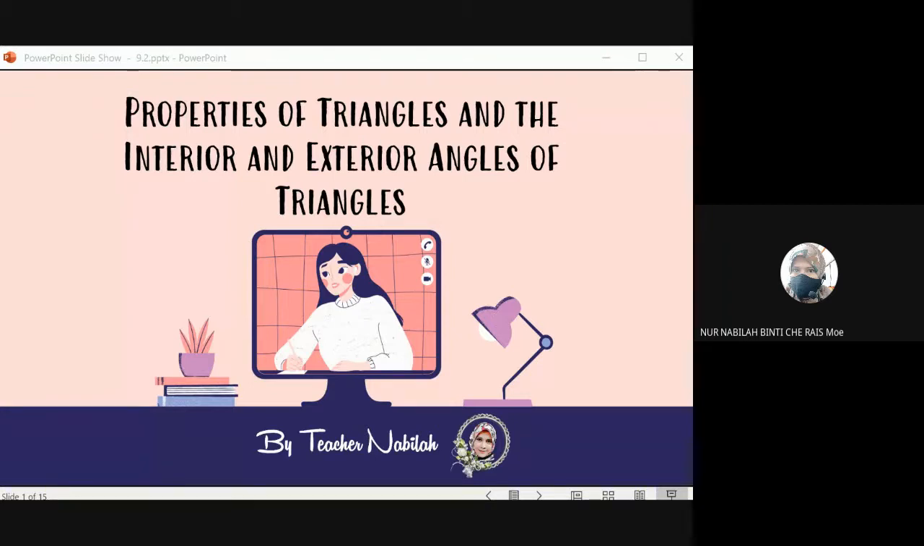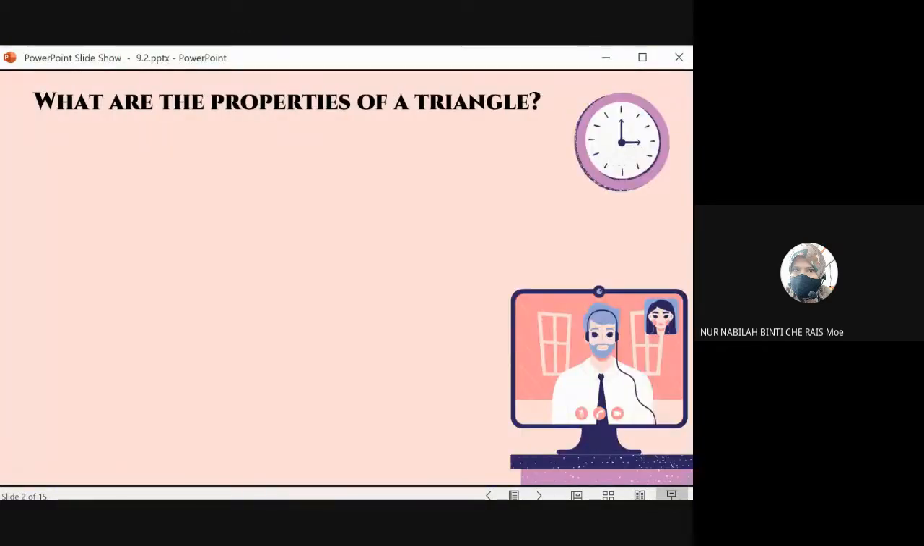The next topic is properties of triangles and also the interior and exterior angles of a triangle. First we look at what the properties of a triangle are. A triangle is a polygon which has three sides, like this. So we have three sides, one here, and one here.